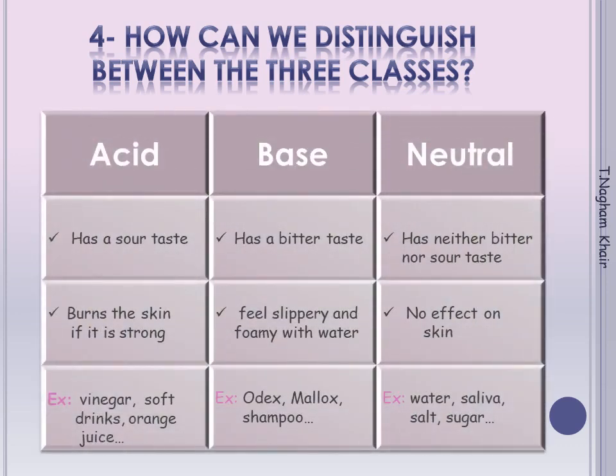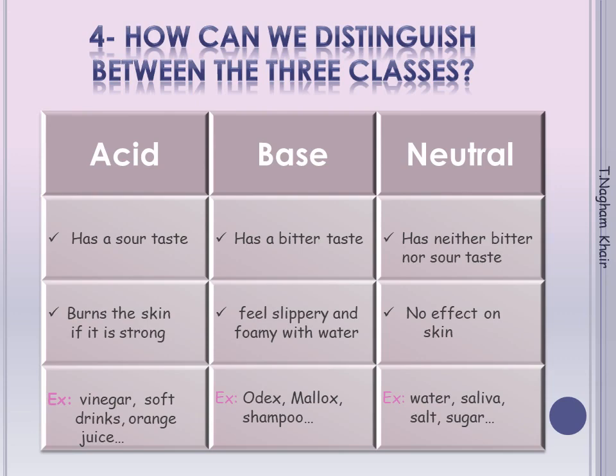Acid or acidic compound has a sour taste. However, base, which is called basic compound, has a bitter taste. And the neutral compounds have neither bitter nor sour taste. Acid burns the skin if it is strong. Base feels slippery and foamy with water. Neutral has no effect on skin.